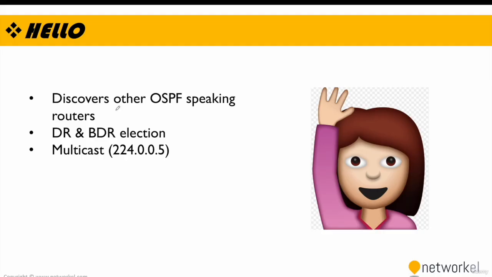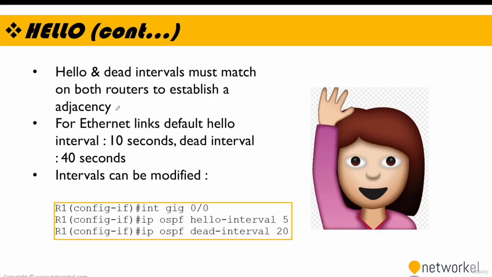Hello packets are also used to elect DR and BDR routers and are sent as multicast to 224.0.0.5 for IPv4 and FF02::5 for IP version 6.